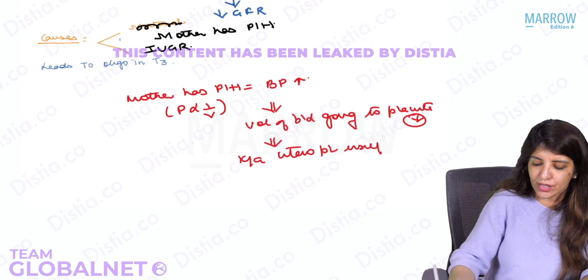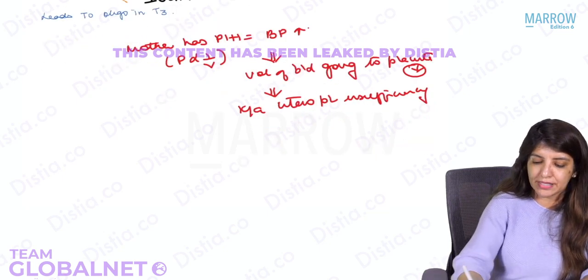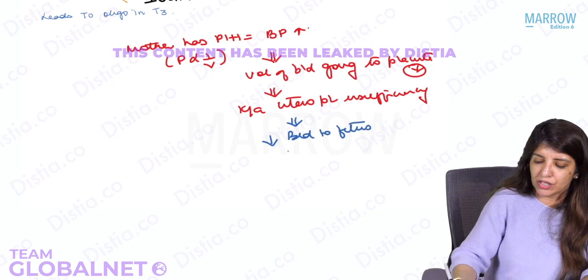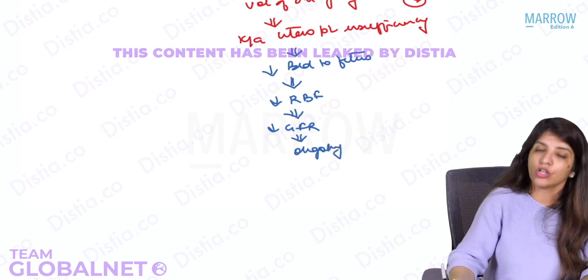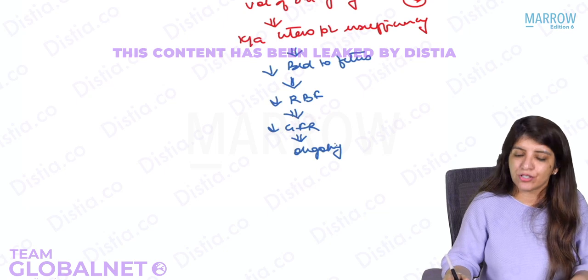Right? So, volume of blood going to the placenta decreases, and this is what is called uteroplacental insufficiency. And just now we saw that whenever there is uteroplacental insufficiency, there will be decreased blood to the fetus, and because there will be decreased blood to the fetus, there will be decreased renal blood flow. That is going to lead to decrease in GFR, and that is going to lead to oligohydramnios. Right? So, maternal PIH can lead to oligohydramnios.